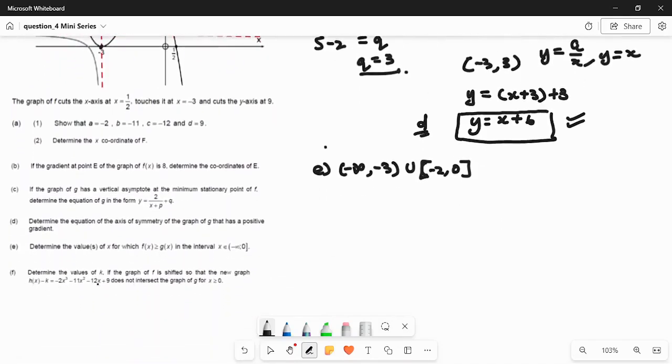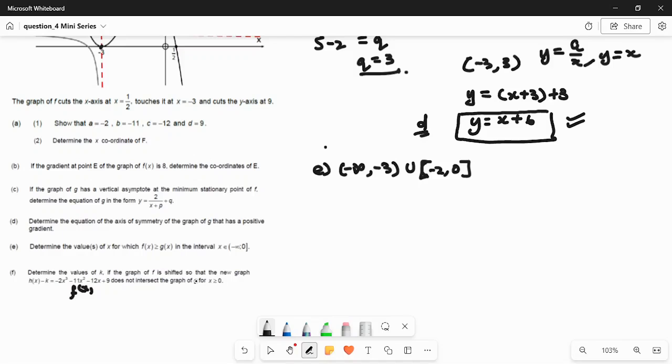And then question number F. Determine the values of k if the graph of f is shifted so that the new graph h, where h of x minus k is equals to f of x, does not intersect the graph of g for x values that are greater than or equal to 0.